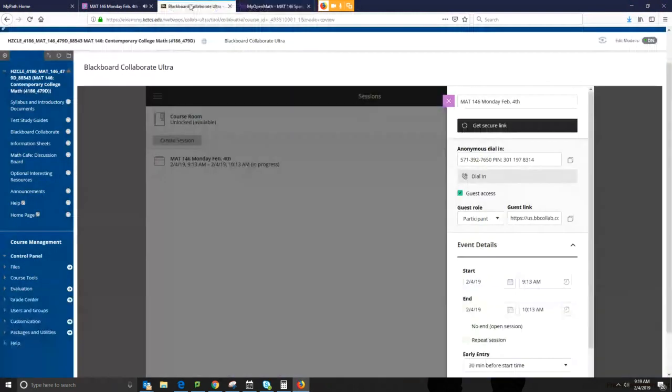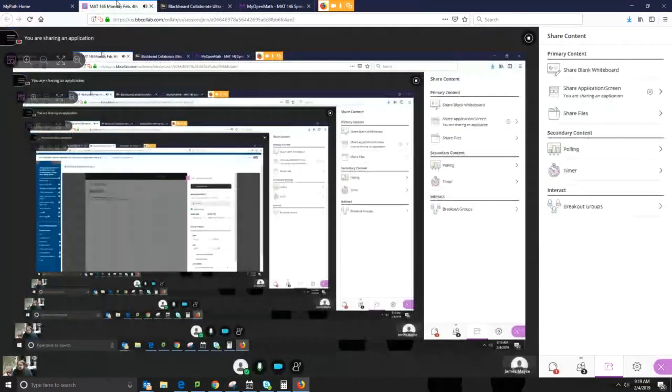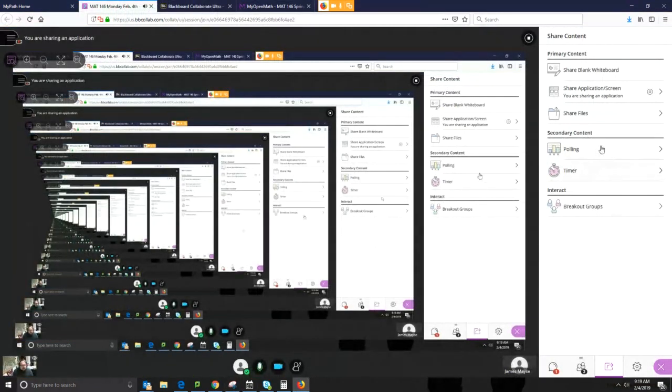You can also find it in Blackboard. If you're in Blackboard, you can click on the menu over here, right underneath syllabus and introductory documents, and you'll see test study guides. When you click on test study guides, it will bring up that first study guide for you. All right, how does that sound? Does that sound okay?